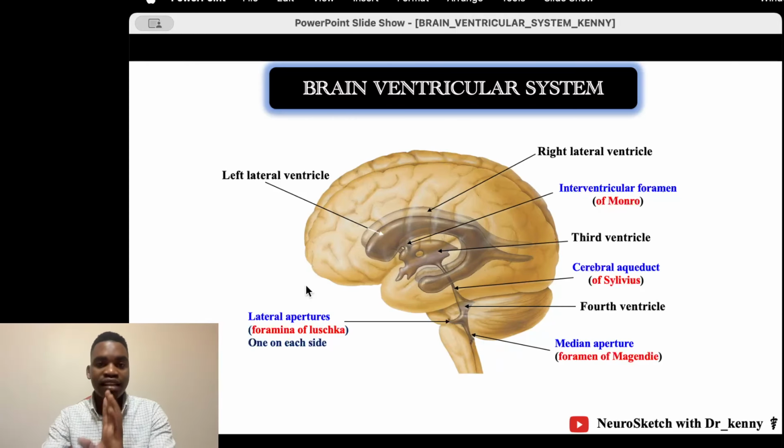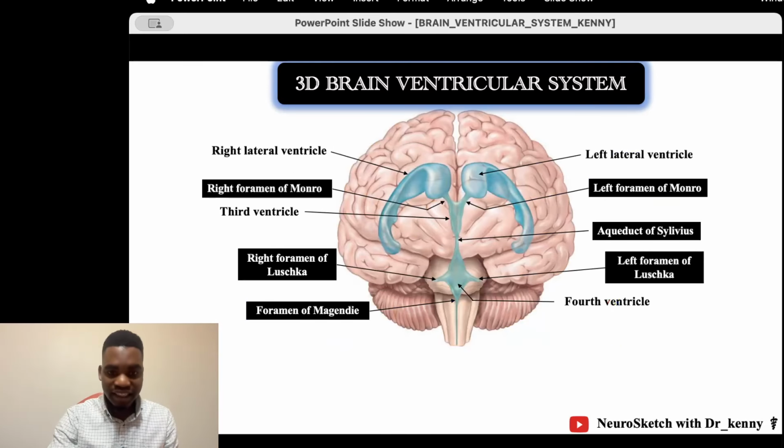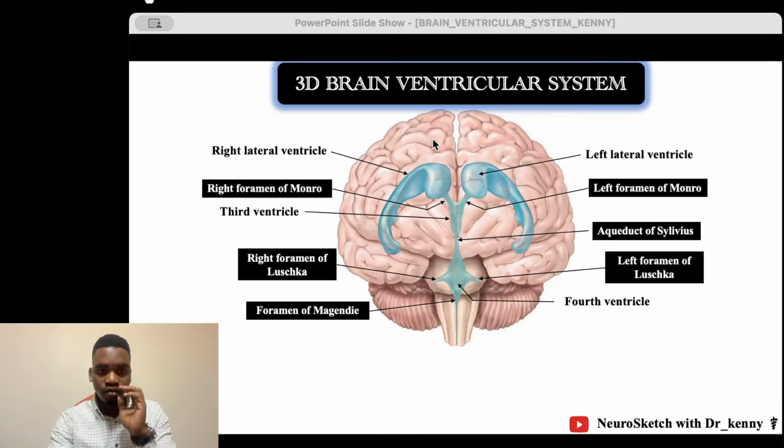Let me show you the three-dimensional orientation of these ventricles, so there is no confusion. This is the right lateral ventricle, on the right side. This is the left lateral ventricle. They communicate with the third ventricle through the interventricular foramen, or the foramen of Monro. We have one on the right and one on the left, no confusion.